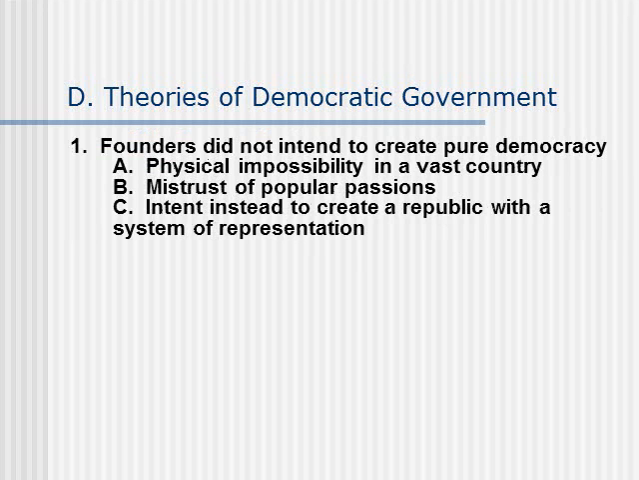Theories of democratic government. The Founders did not intend to create a pure democracy. It was a physical impossibility in a vast country at the time. They mistrusted popular passions. They viewed a pure democracy as mob rule. The intent was instead to create a republic with a system of representation.